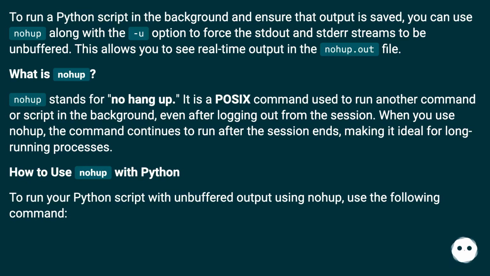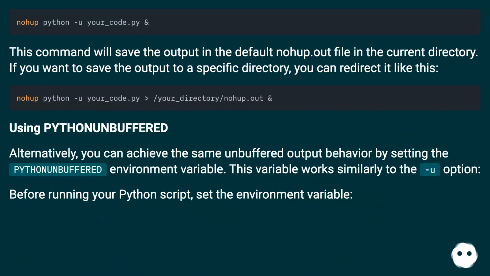How to use nohup with Python? To run your Python script with unbuffered output using nohup, use the following command. This command will save the output in the default nohup.out file in the current directory. If you want to save the output to a specific directory, you can redirect it like this.